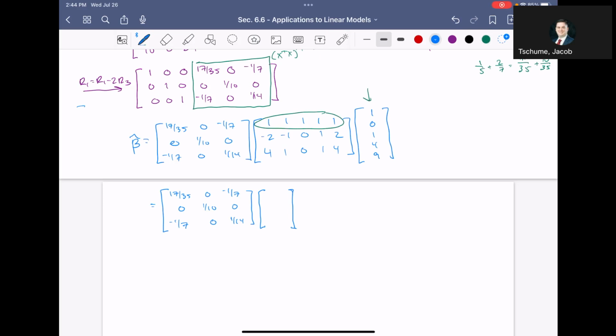So that would be 1 plus 1 is 2, 2 plus 4 is 6, 6 plus 9 is 15. So there's that. Second row times the column, that's -2, 0, and 0. -2 plus 4 is 2, and then 2 plus 18 would be 20. Last row times the column, that would be 4. Those both go to 0. 4 and 4 is 8. 8 and 36 is going to be 44.